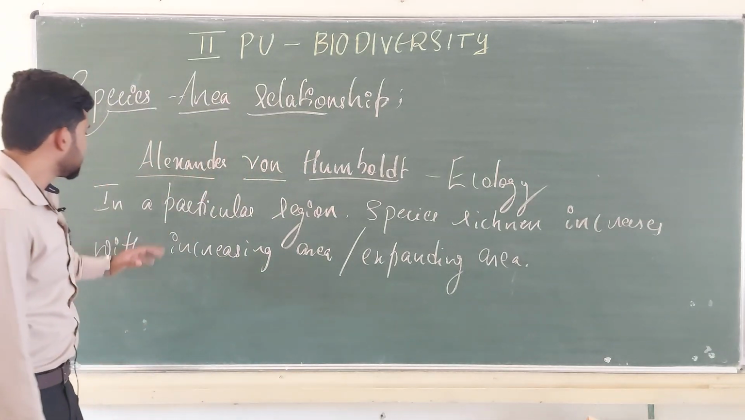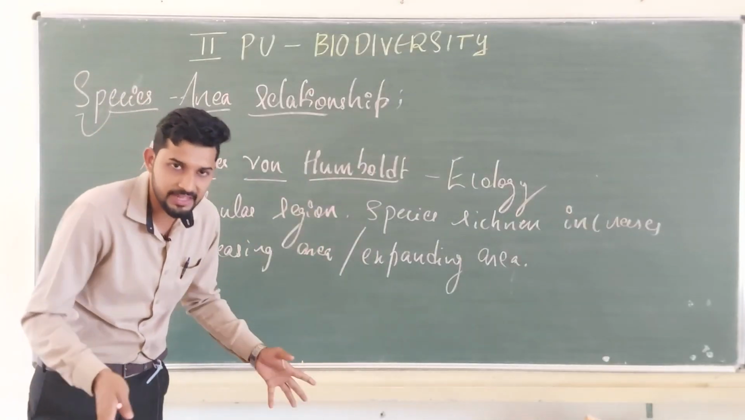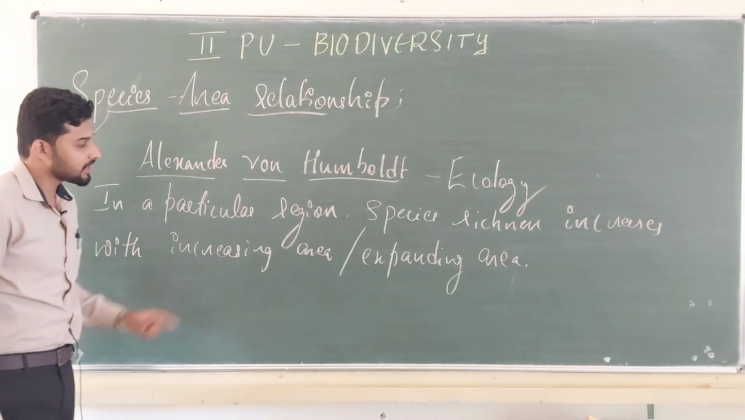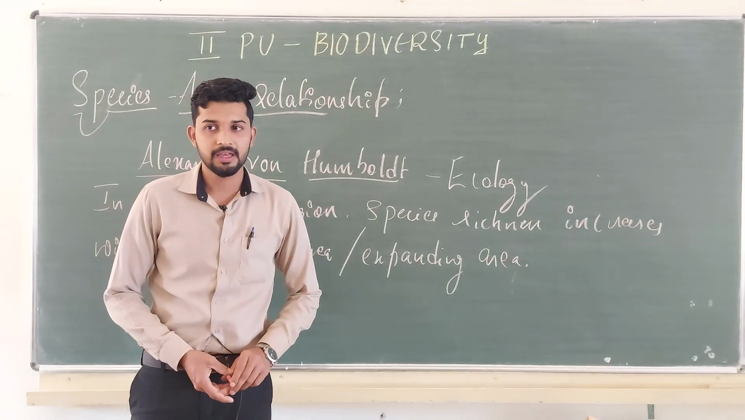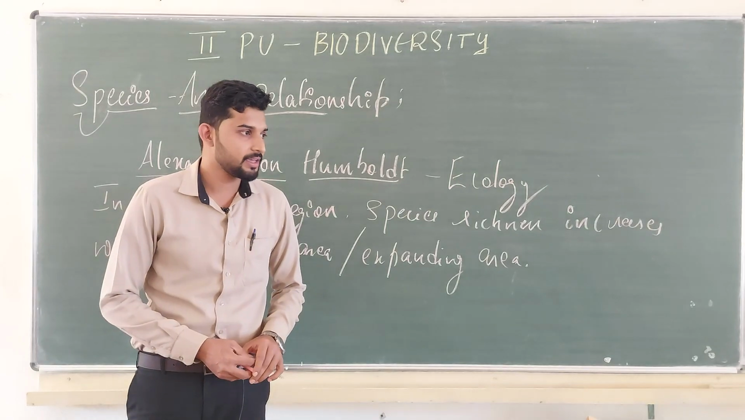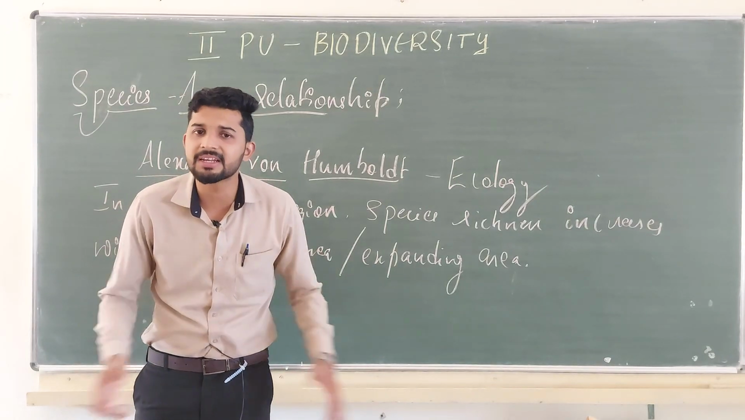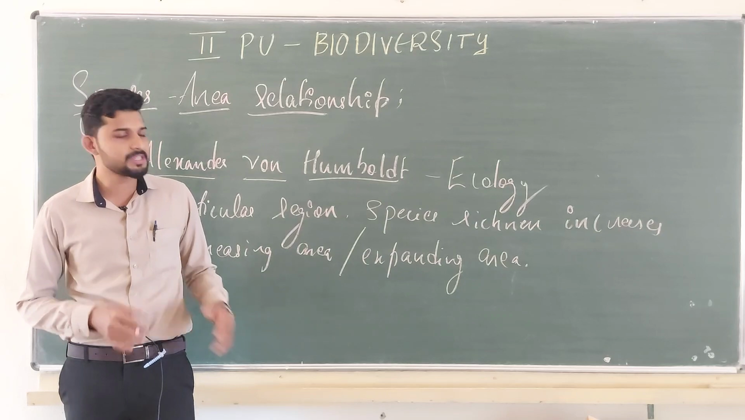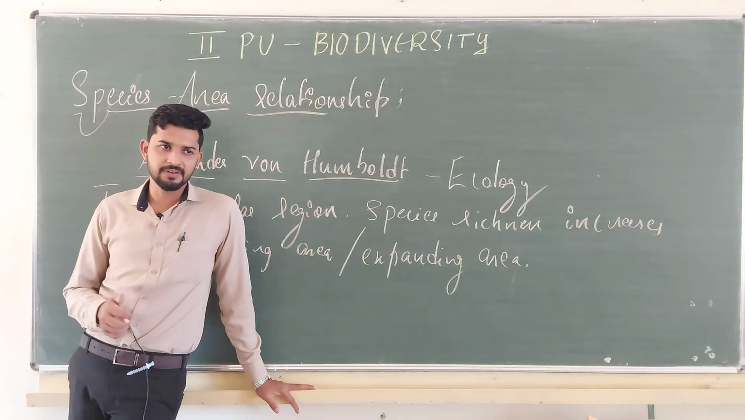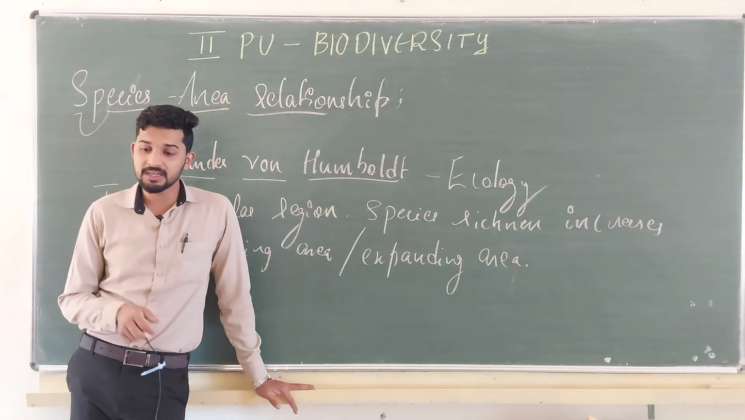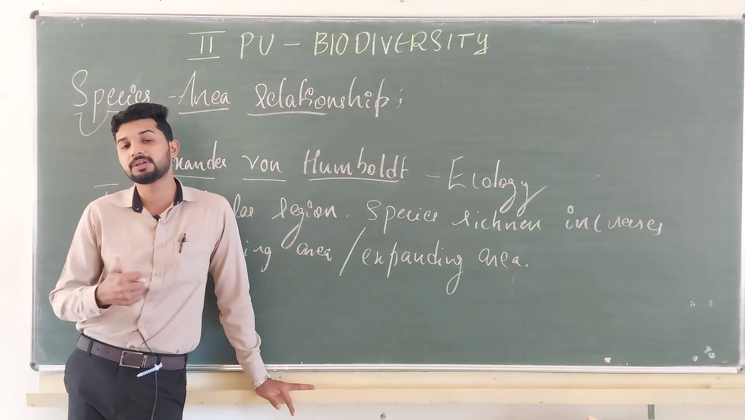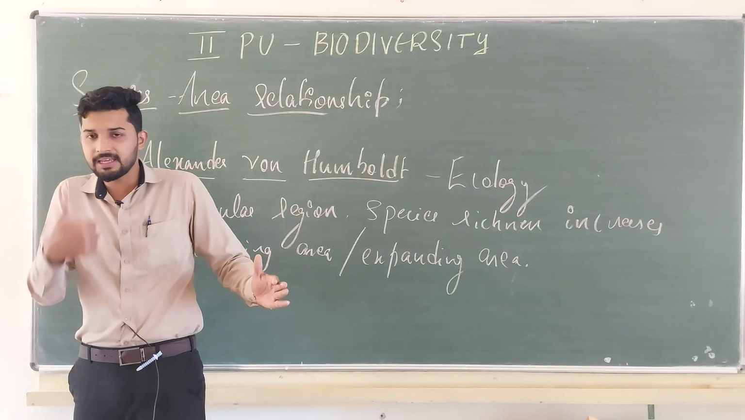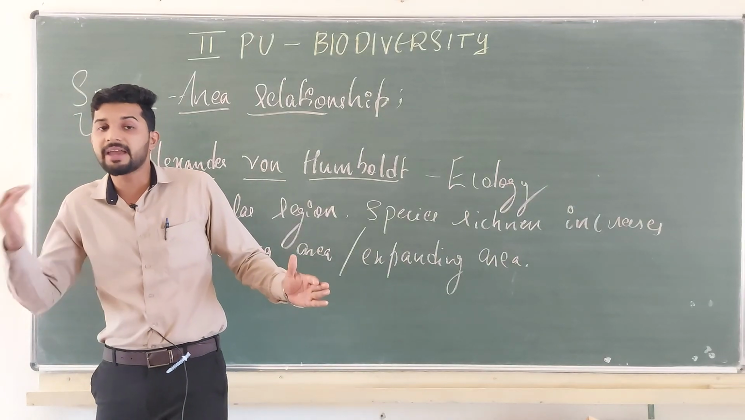He states that in a particular region, the species richness increases with increasing area. Species richness is nothing but the types of organisms living in a particular ground. If a particular ground holds many different species, then I can say this is the area where I can see the maximum number of species. That is the species richness. He states that if we keep on expanding the area, there will be a greater species richness.